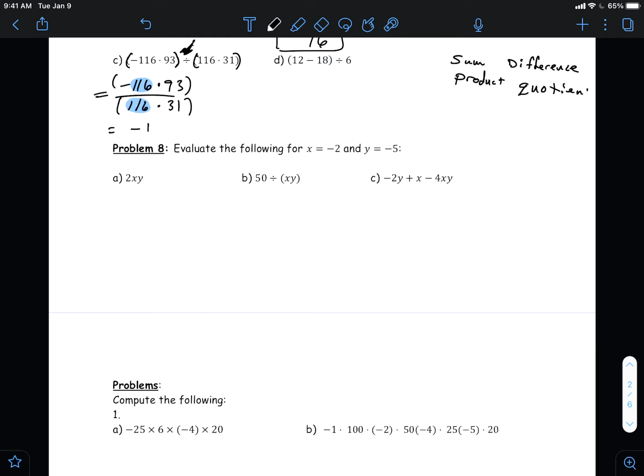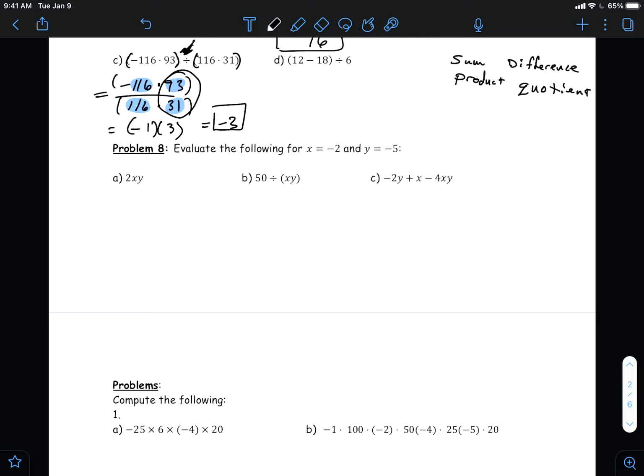That look right? I think so. It looks all right. Okay. So what's the quotient here? When I do 93 divided by 31, what's that? 3. It's 3. That's it. So you go -1 times 3. Right? -3.